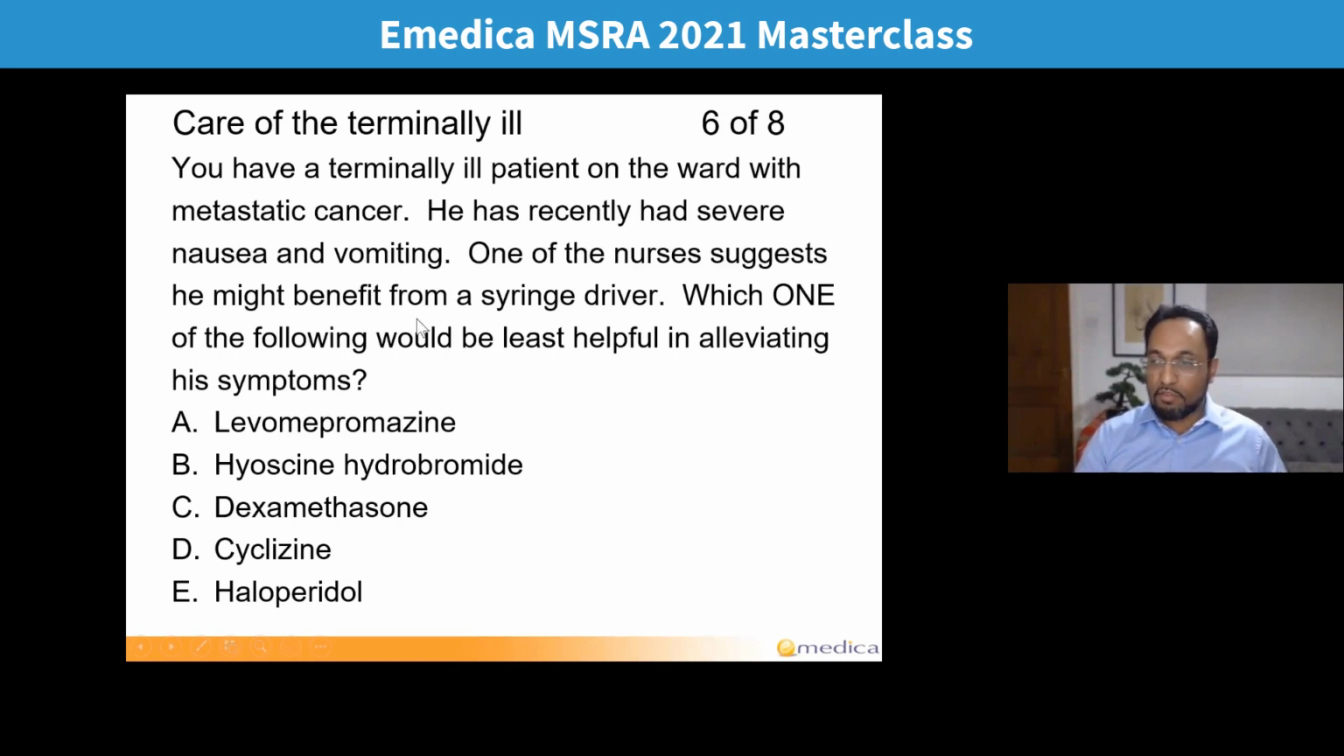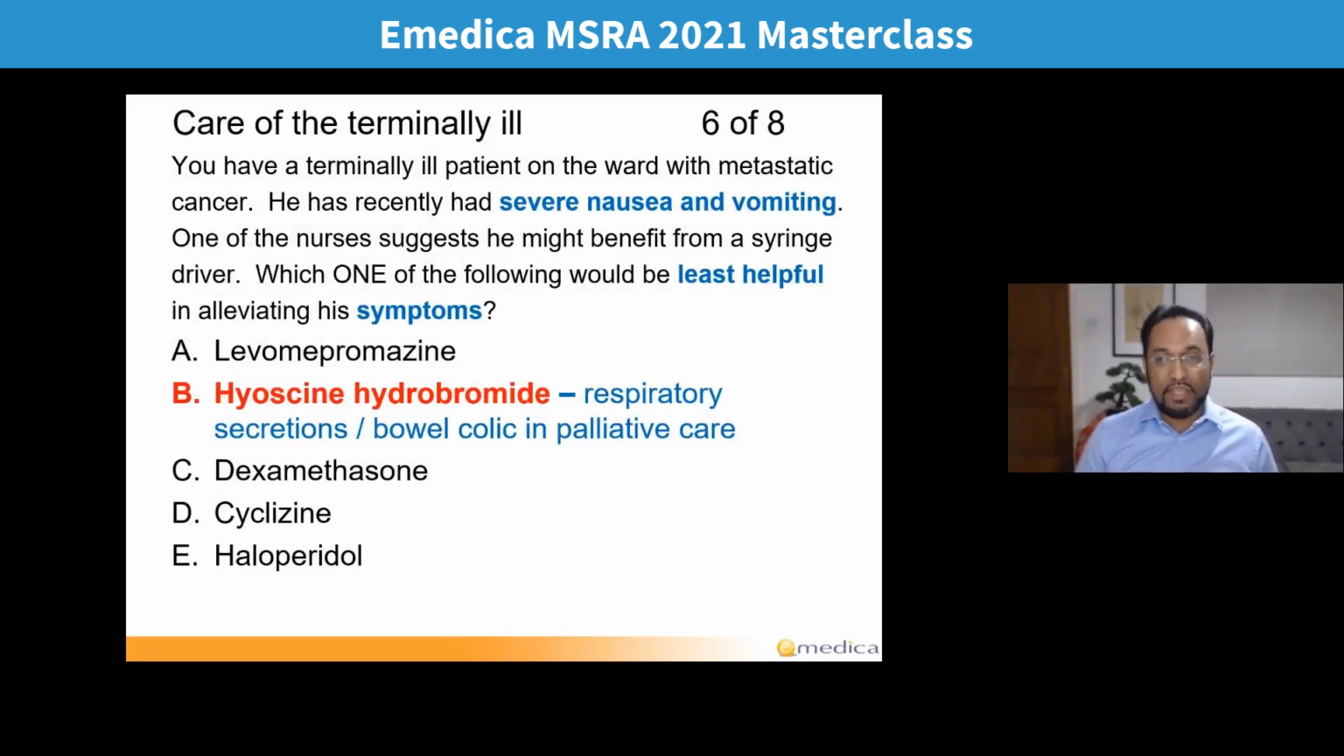So what's the least helpful in alleviating the symptoms? Correct answer is B, hyoscine hydrobromide. What's that used for in palliative care? 2 things, to dry out respiratory secretions and for someone with severe bowel colic. That's not mentioned as a symptom. Neither of those are mentioned as a symptom for this patient. Okay. You can actually use hyoscine hydrobromide in a different type of sickness, not for this type of patient. This patient is going to be in bed, right? What type of sickness can you use hyoscine hydrobromide in? You can use it for motion sickness, okay, but not for this indication.